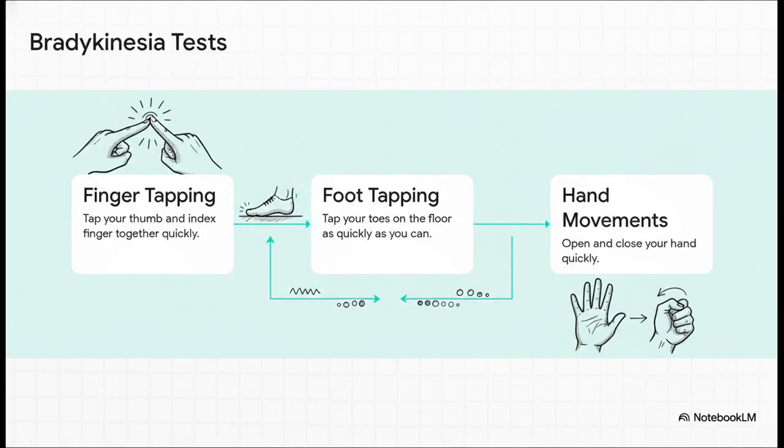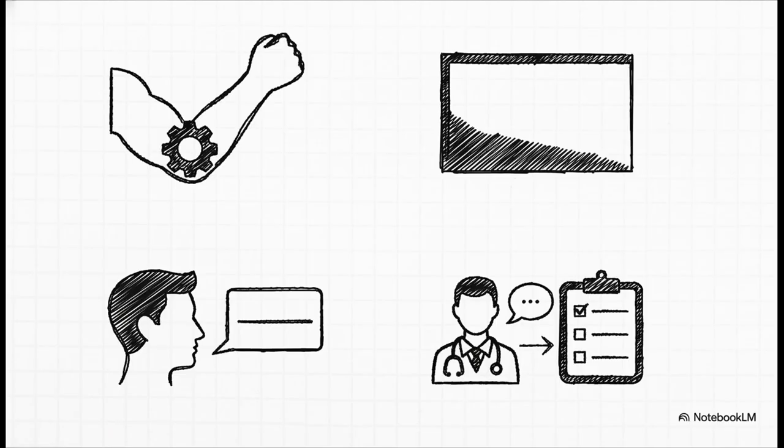So how do you actually test for bradykinesia, which is just a fancy word for slowness of movement? It's easy. Use these three simple tests: finger tapping, foot tapping, and opening and closing their hand. What you're looking for is not just slowness, but also any hesitation, and if the movements get smaller and smaller as they go on.